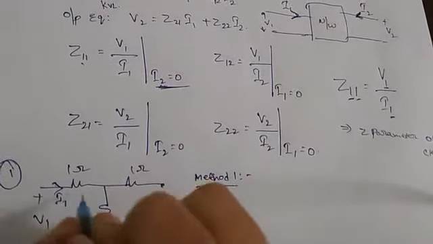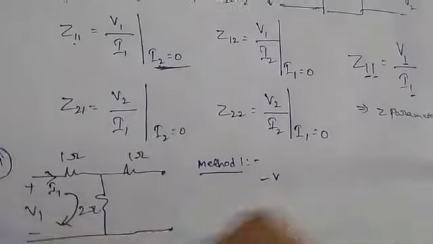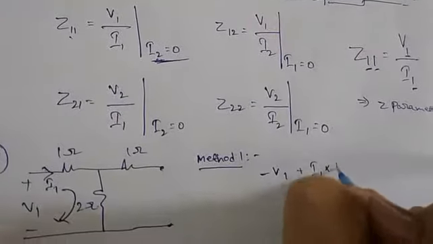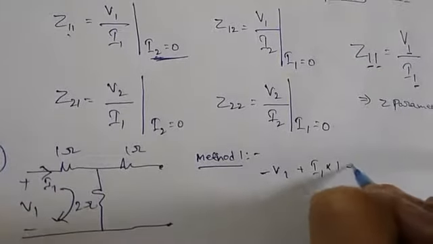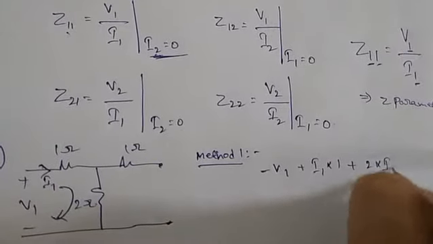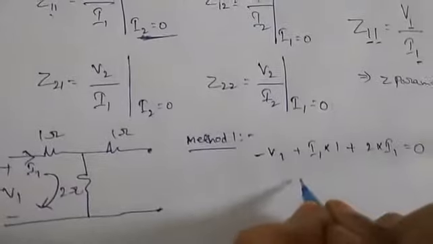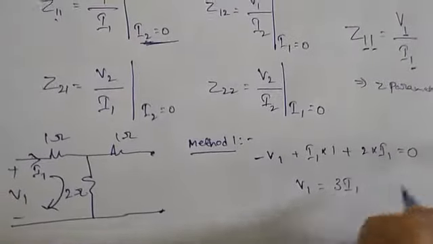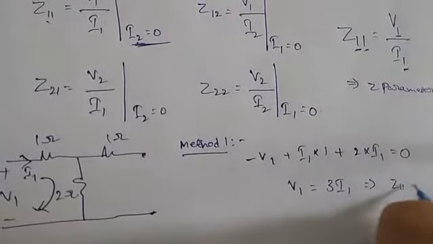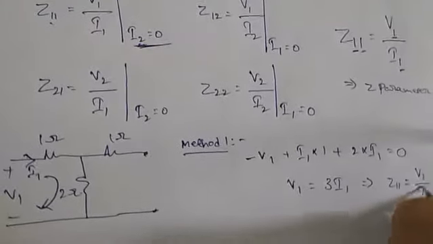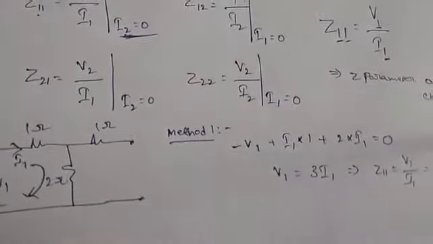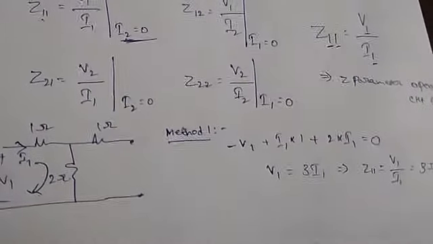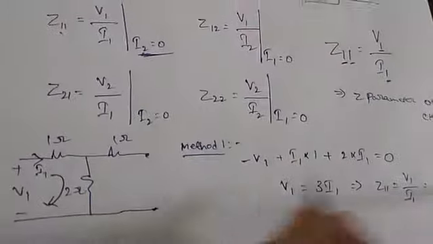So I am simply applying KVL here. Minus V1 plus I1 into 1 ohm resistor plus 2 into I1 equals 0. So V1 equals 3 I1. So Z11, which I know equals V1 by I1, is nothing but 3. Okay, so I got the thing.